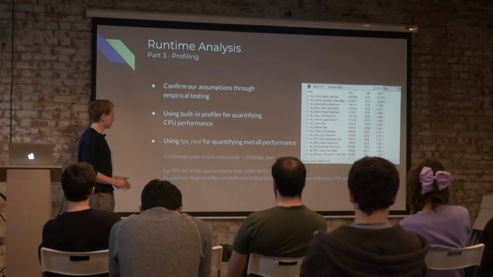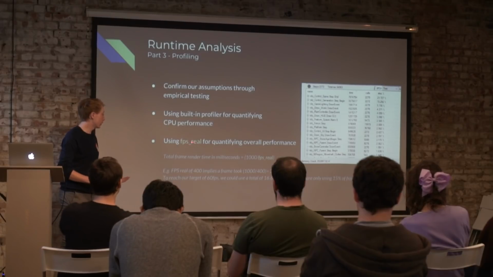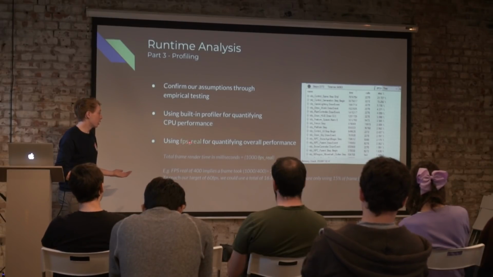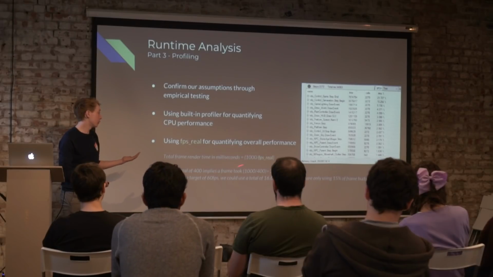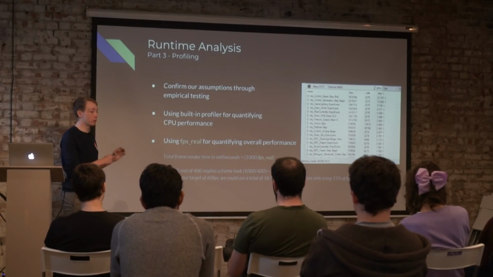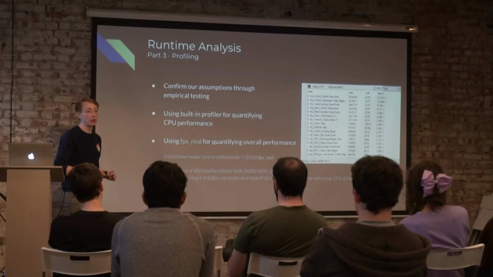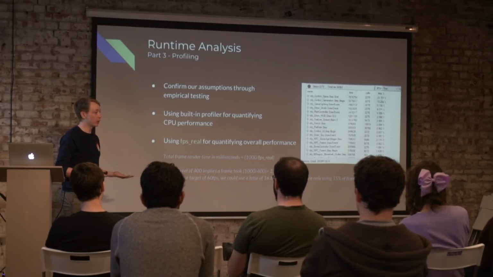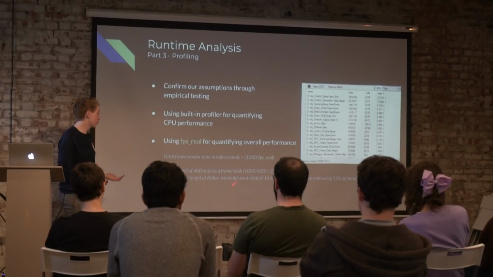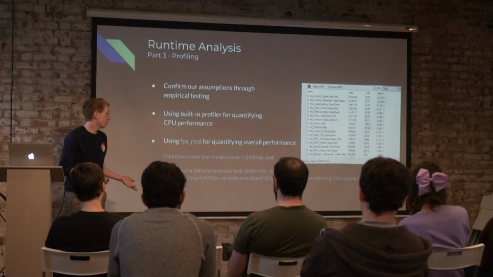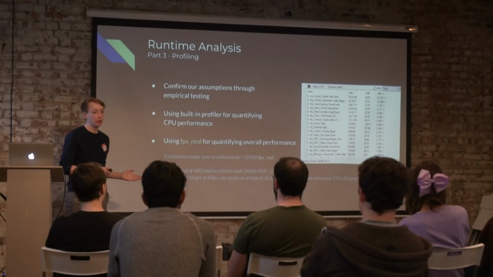The final thing is a little trick that a lot of people don't know about: if you do 1,000 divided by fps_real, it gives you the amount of time it took to process that entire frame. This information is really relevant if you're trying to target a particular frame rate. So for example, if you're trying to get your game to run at 60 FPS, that gives you 16.6 milliseconds as your total frame budget.